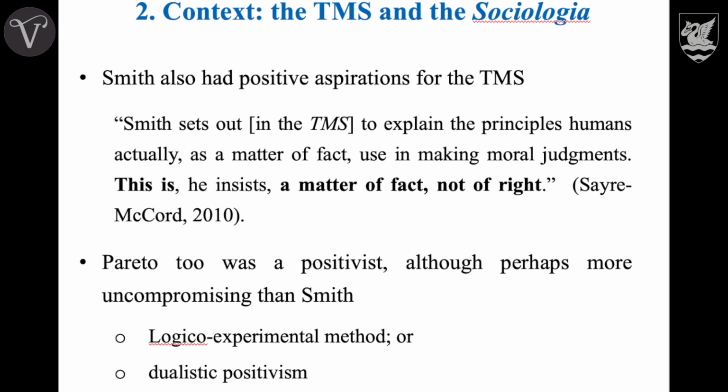Pareto too is a positivist, perhaps in a more uncompromising phrase than Smith, in that he's an advocate of what he calls a logical experimental method. The only thing that counts is what you can observe, and you have to rationalise it or reject it based on what you can observe. There's one exception to that when he gets into policy in the Sociologia, which I'll come to later in the talk, because he starts using devices similar to the impartial spectator in that process.